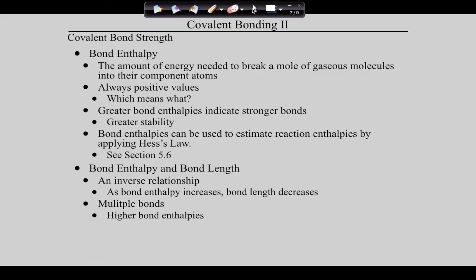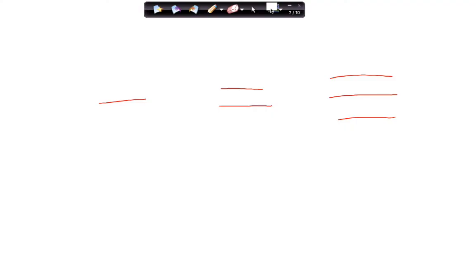And so what you're going to find out, using this terminology that we've been sort of skirting around, is that a single bond is what we call a sigma bond. A double bond is a sigma and a pi bond, and a triple bond is a sigma and 2 pi bonds. And so pi bonds are weaker than sigma bonds.